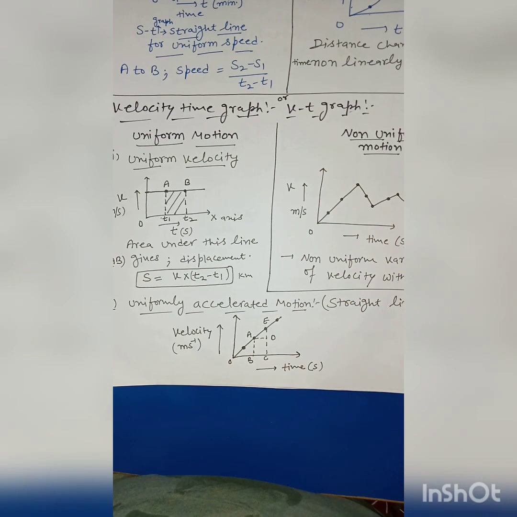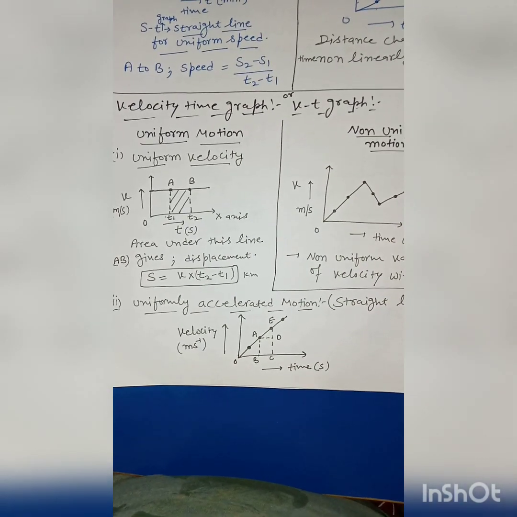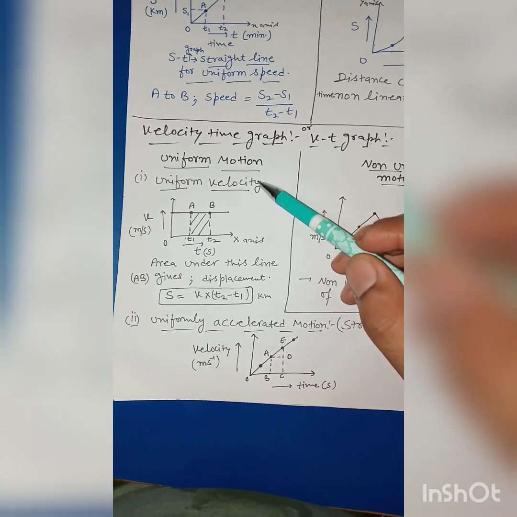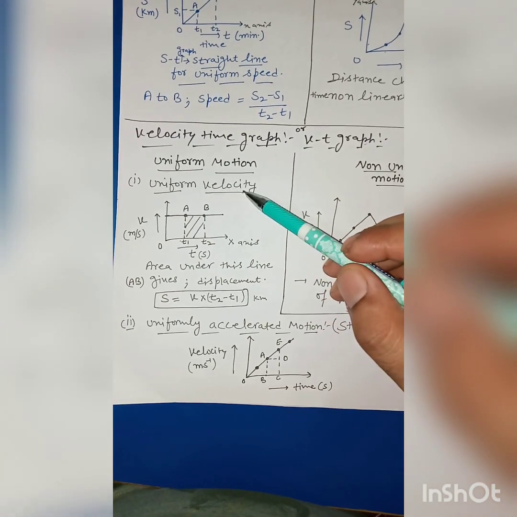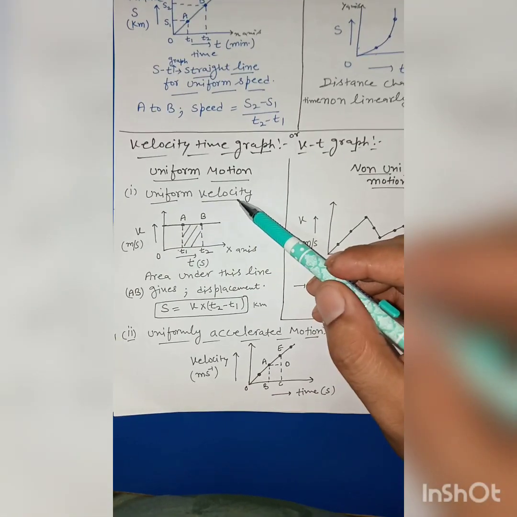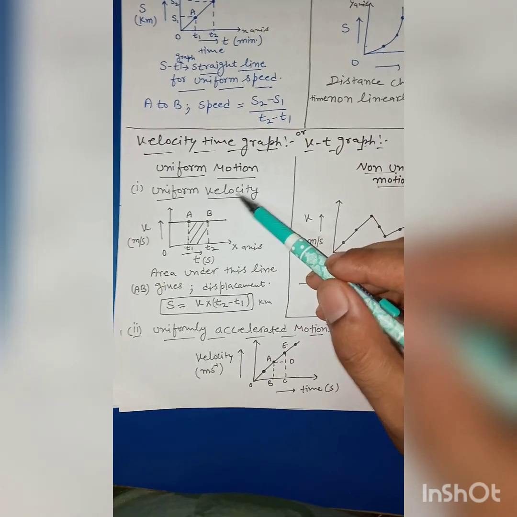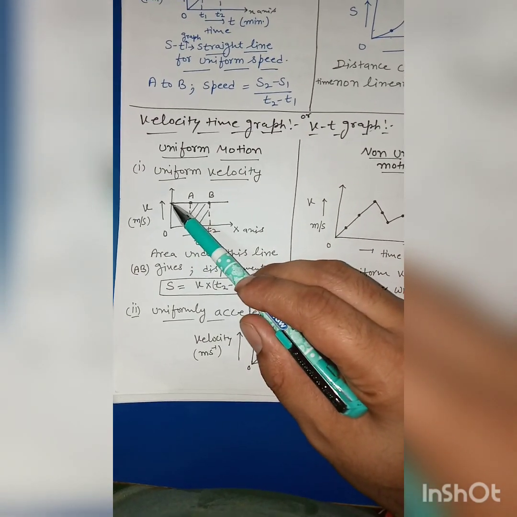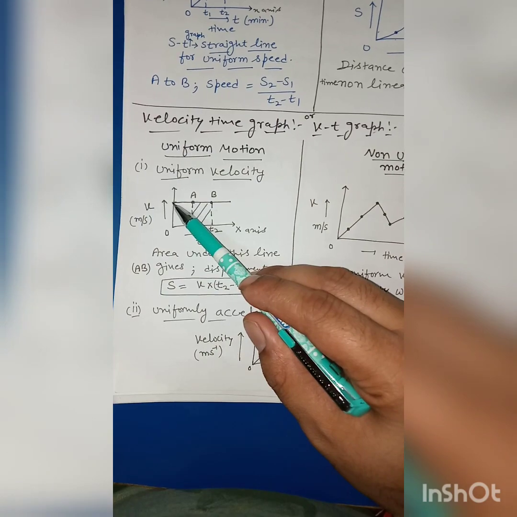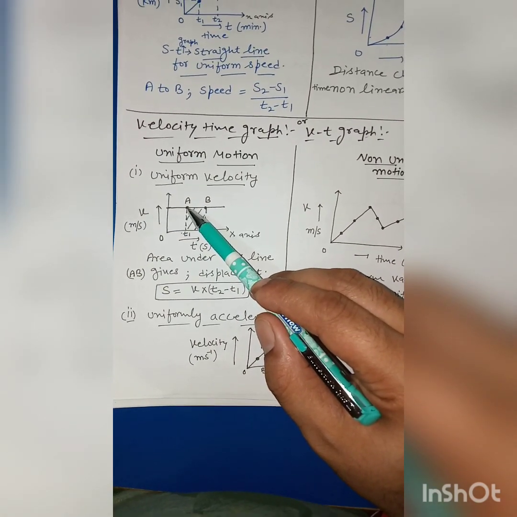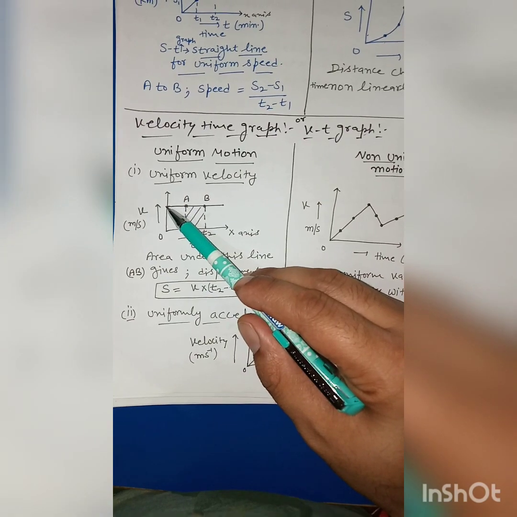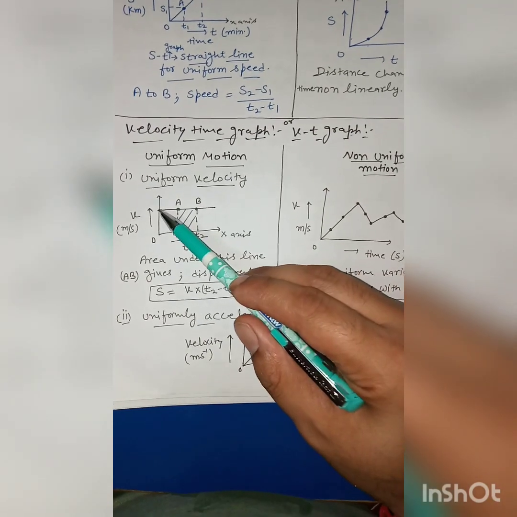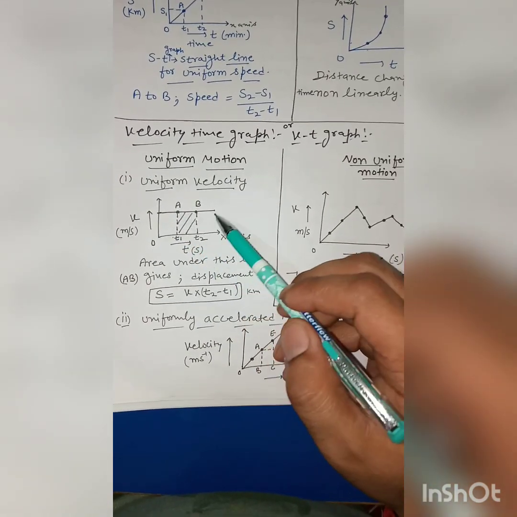Now the next graph is the velocity time graph, that is the VT graph. There may be two types, uniform motion and non-uniform motion. First, if an object is moving with uniform velocity, then we can plot a graph between velocity and time. At point A, at time t1 velocity is v, and at point B velocity is also v, but time is t2. Velocity in this graph remains the same.